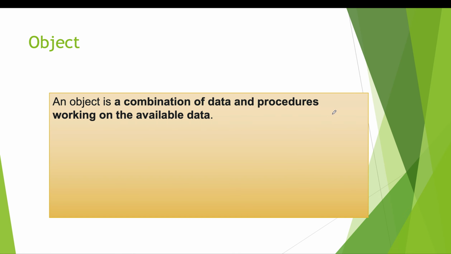Now when we'll talk about the proper formal definition, we'll say an object is a combination of data and procedures working on this available data. So object consists of data, or you can say information about the object. Like for your charger, you can say it is a white color charger, it is having a weight of 200 grams. And procedure means what functionalities it is going to provide. It is going to charge your laptop, so that is the functionality.